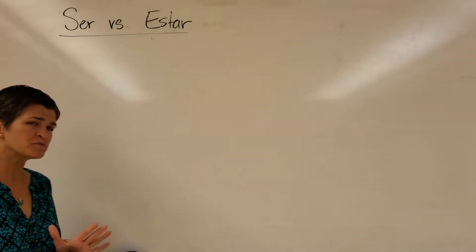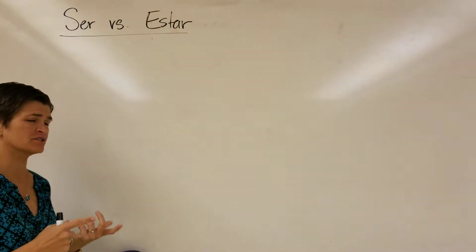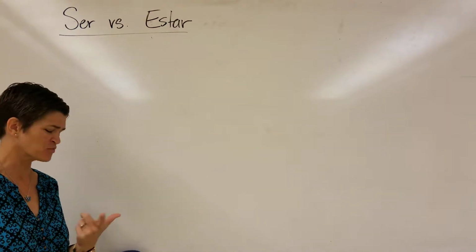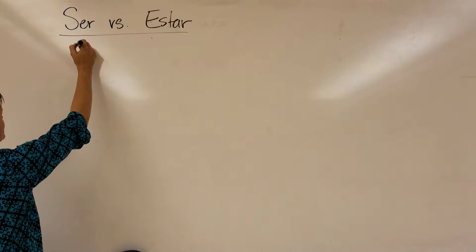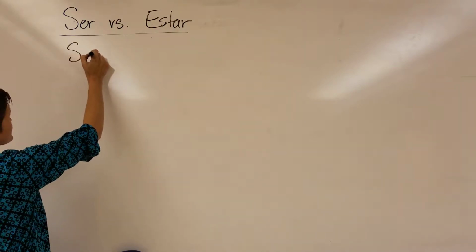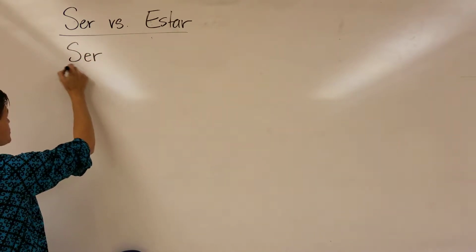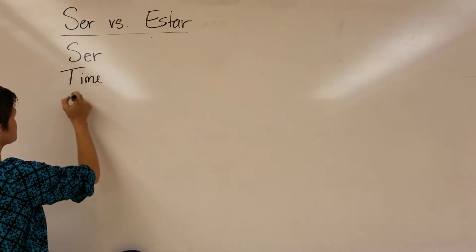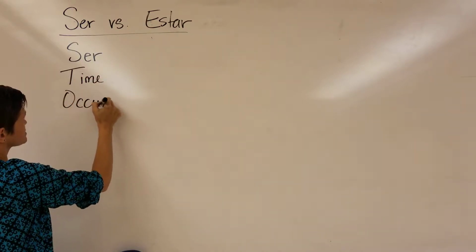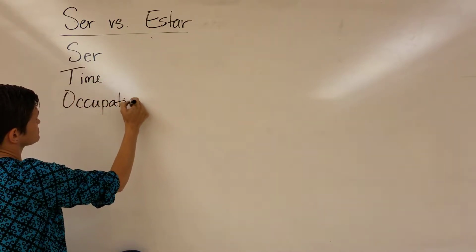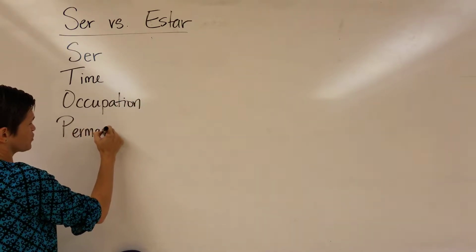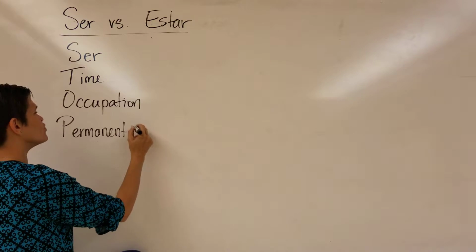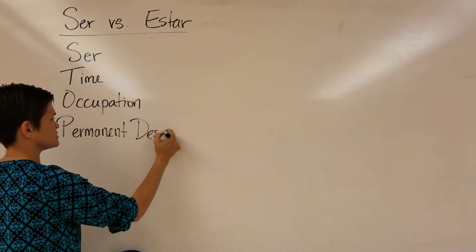Alright, for chapter 2b, for Spanish 3, we look at ser versus estar again. We got it in 1, we got it in 2, here we go again. We should already know that ser is used for telling time, for saying somebody's occupation, and for what we talk about as more permanent descriptions.